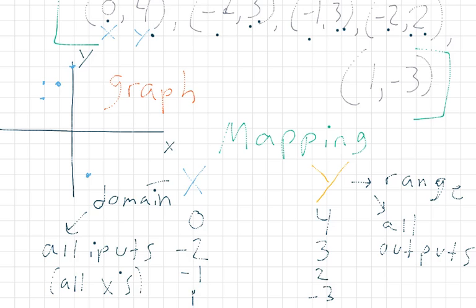Here's what I know. 0 goes to 4. So I just arrow over 0 to 4. -2 goes to 3. Just arrow over. -1 also goes to 3. So I just show where it's going. It goes right there. -2 goes to 2. So I again arrow over, showing where it goes. And then 1 goes to -3.